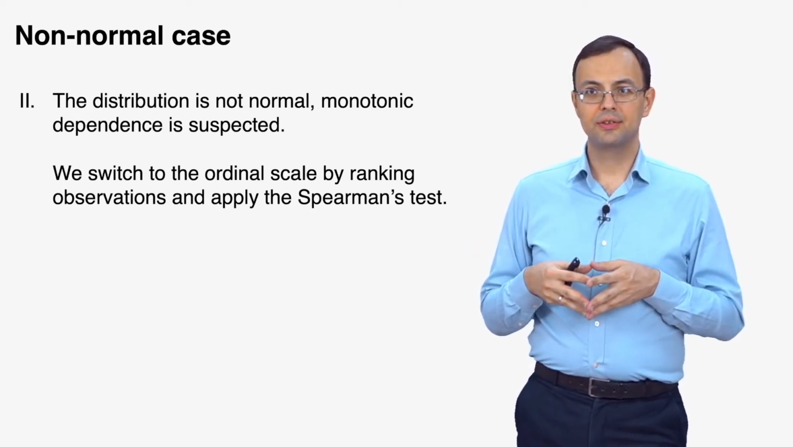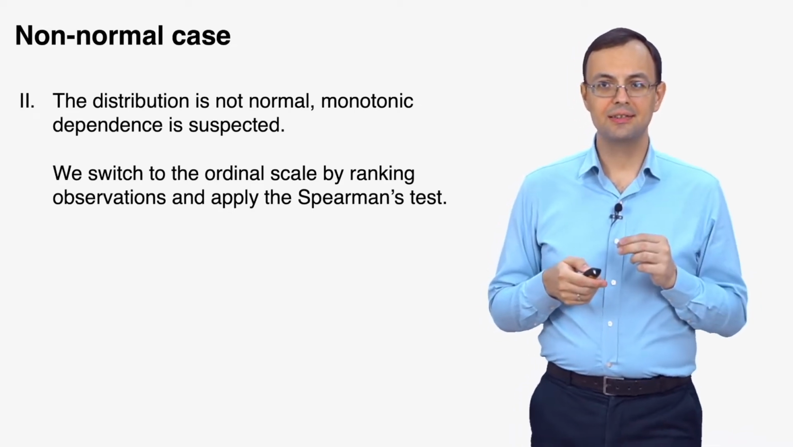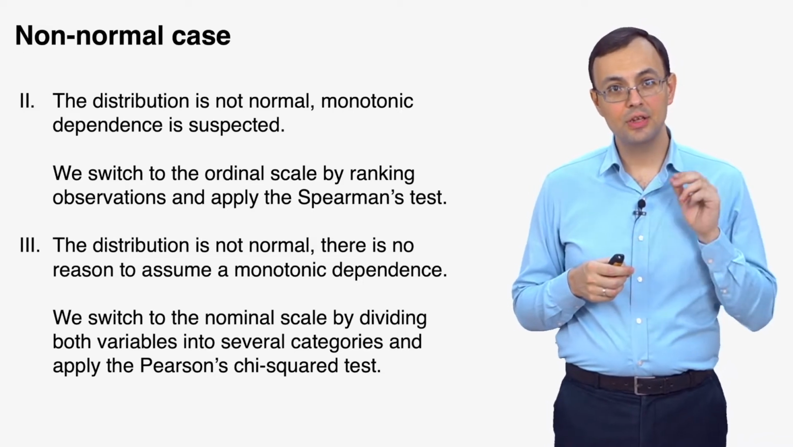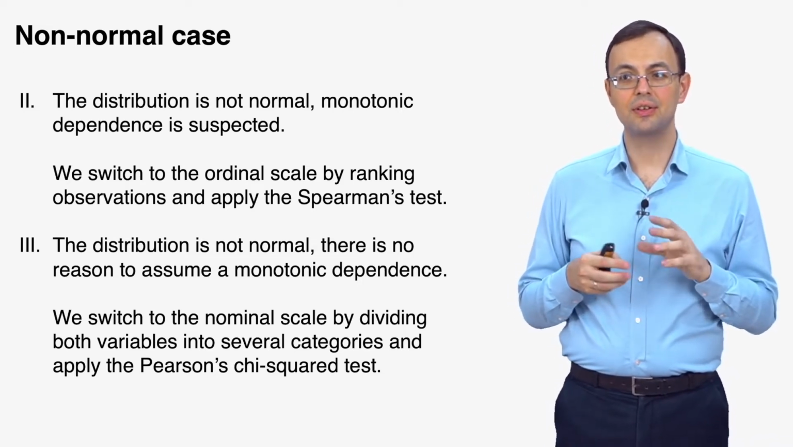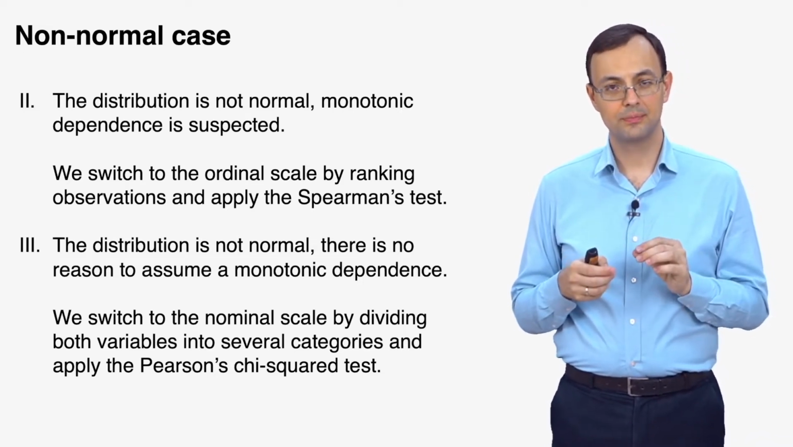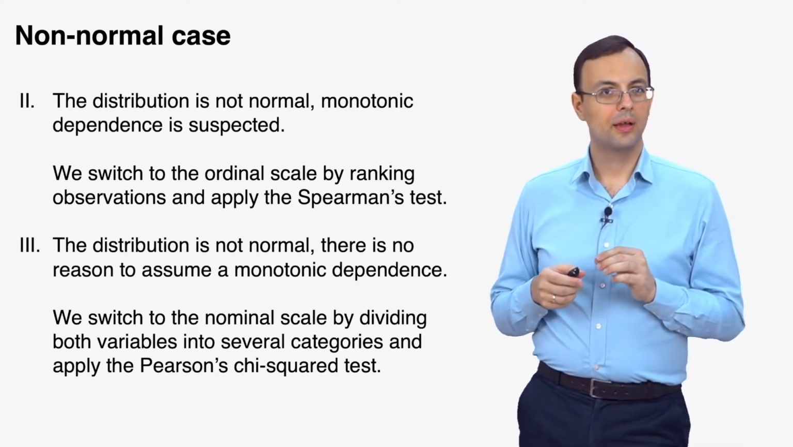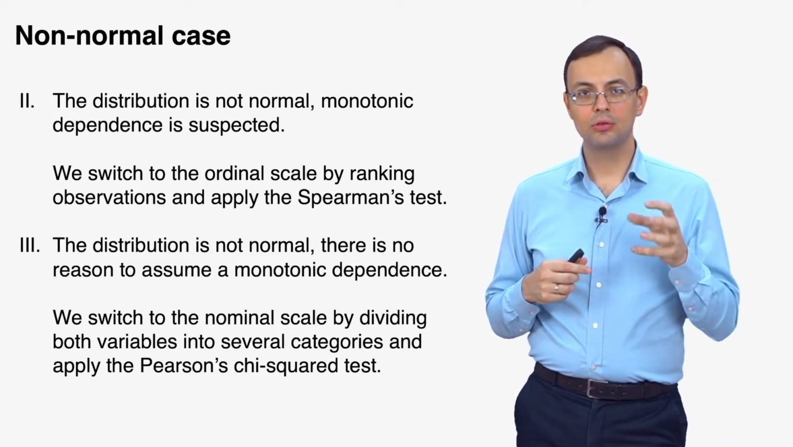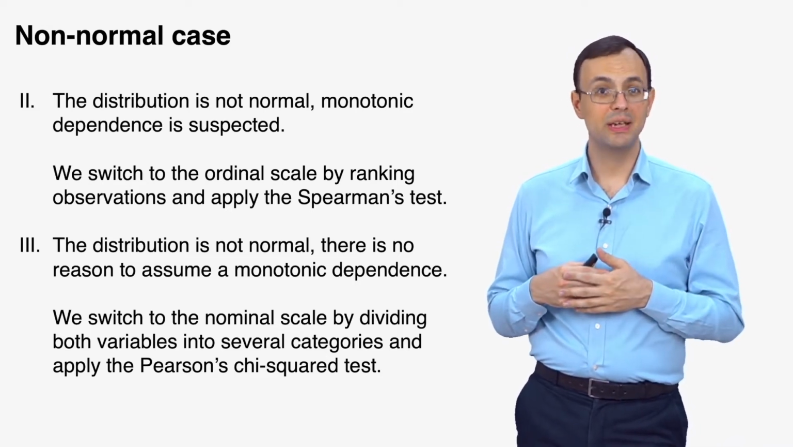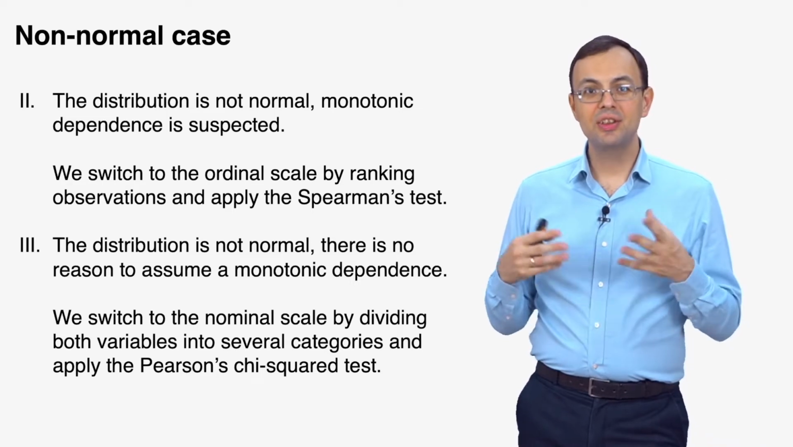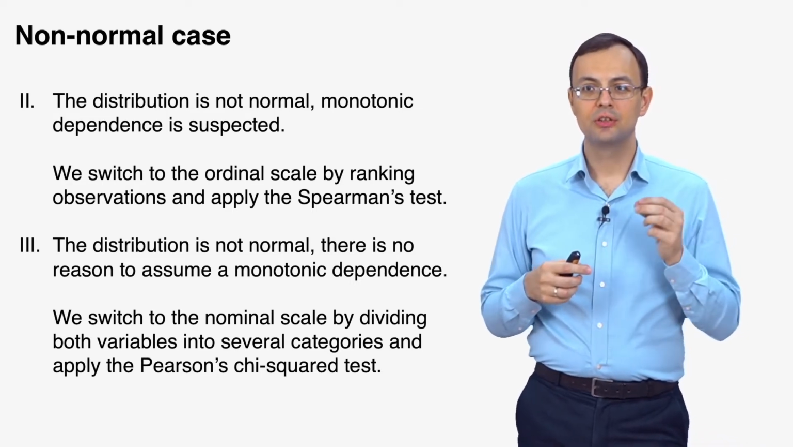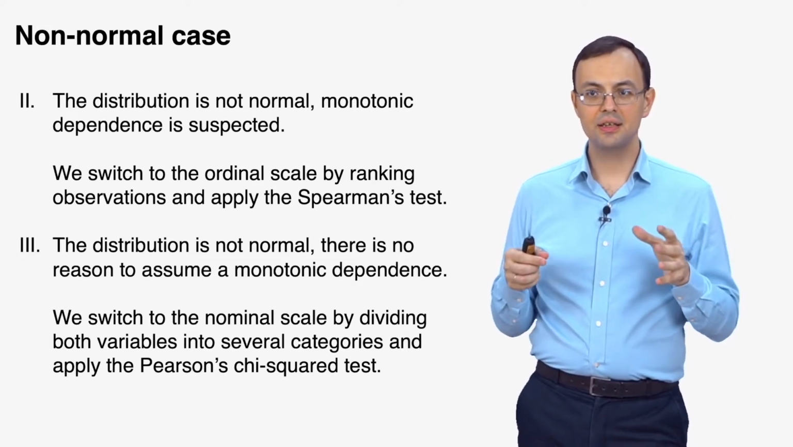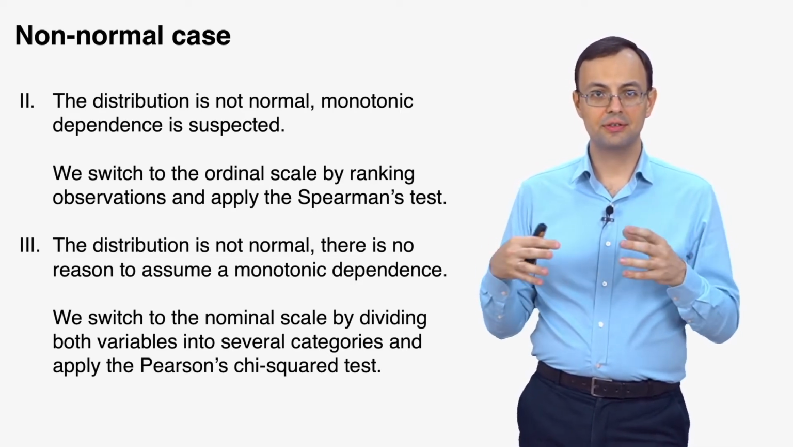The third subcase is the situation when the distribution is not normal and we have no reasons to assume that the dependence is monotonic. So we suspect that there can be a non-monotonic dependence between x and y. What can be done in this case? In this case, we switch not to the ordinal but to the nominal scale by dividing both variables into several categories.